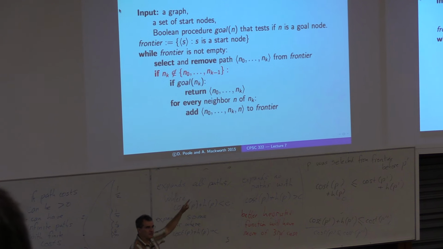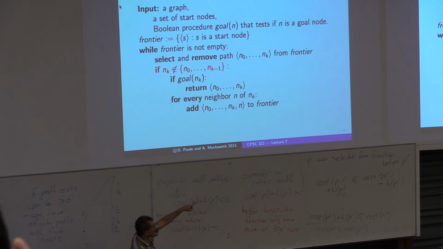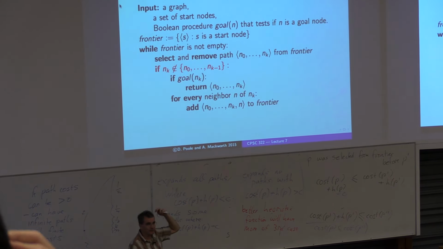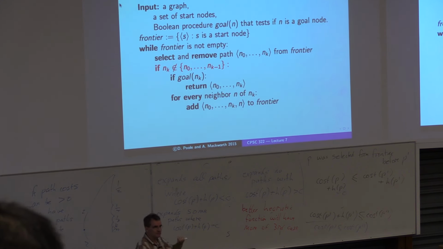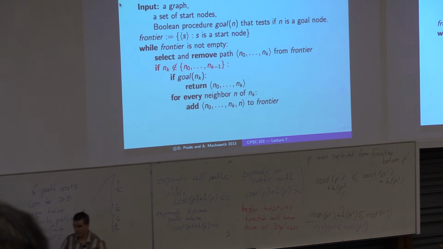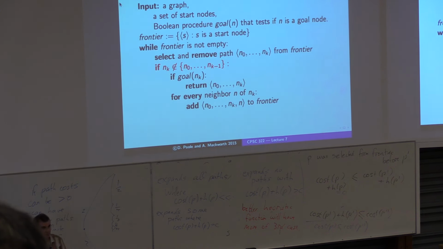Okay, does that make sense? That's pretty simple, right? It's a cycle when nk is an element of the path. And if it's a cycle, I'm just going to throw it away. Okay, questions? This should be reasonably straightforward.